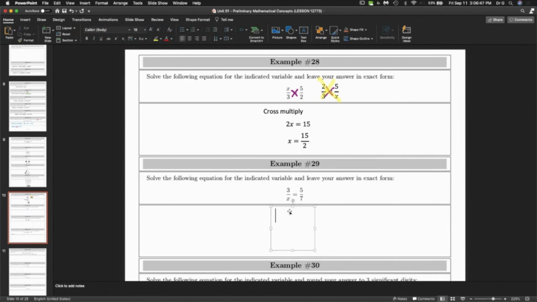But I'll answer the question in a more orthodox way, which is just to do 5x equals 21, and then x equals 21 over 5. Yeah, 4.2. All good.